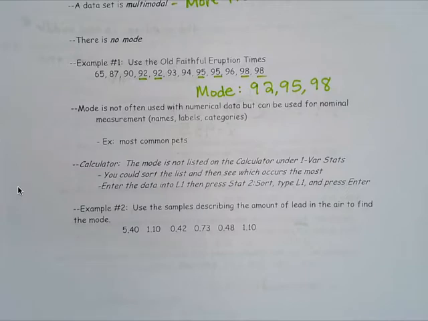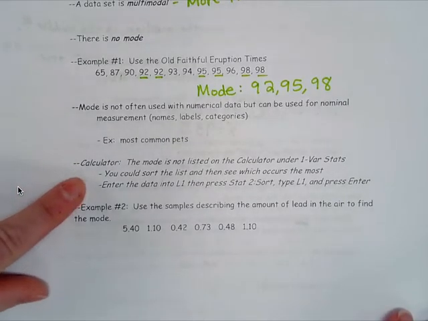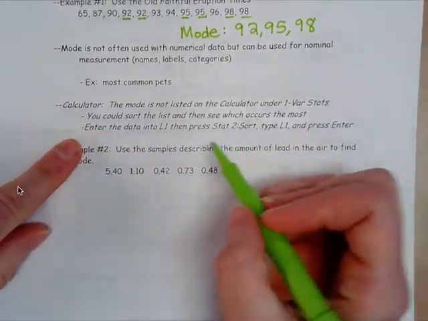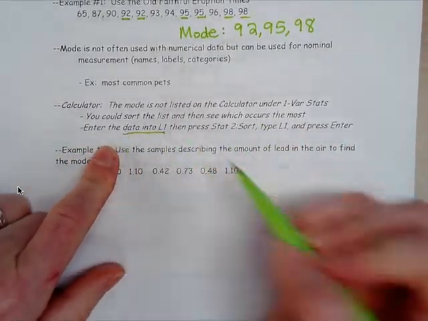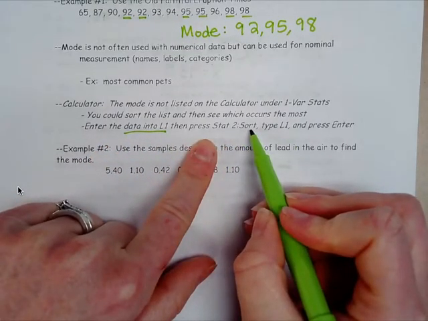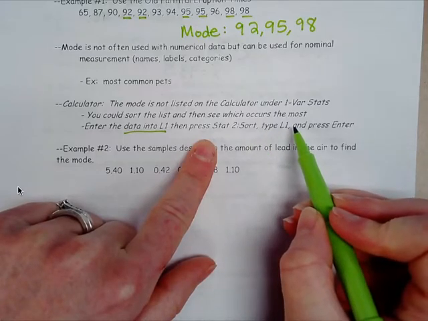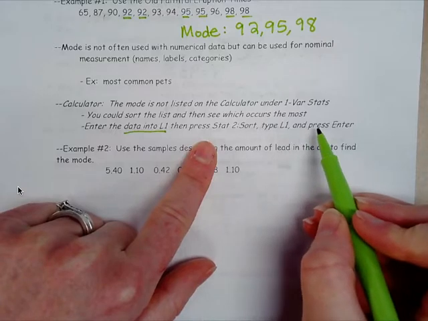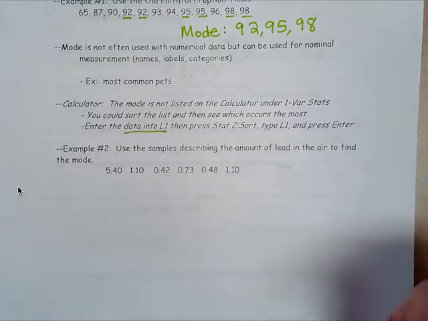We don't look at mode very often, but it can be used whenever you just have categories, labels, and names, such as most common pets. It's not listed on the calculator either, but it does tell us some information here. We can put data into L1, press stat 2, and we can sort it out, and that'll put everything in least to greatest order. So that'll help us to decide if there's a mode or not.